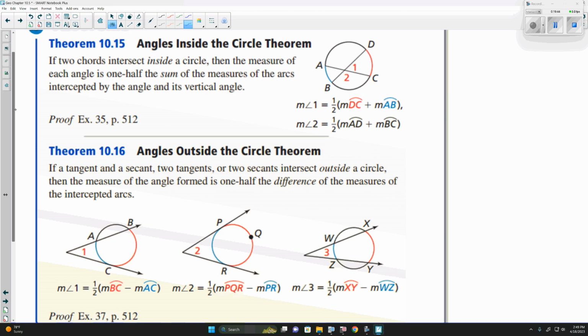Angles inside the circle. If 2 chords intersect inside a circle, then the measure of each angle is 1/2 the sum of the measures of the arcs intercepted by the angle and its vertical angle. So here, angle 1 is equal to half the sum of these two arcs. Angle 2, different color, is equal to half the sum of these two.